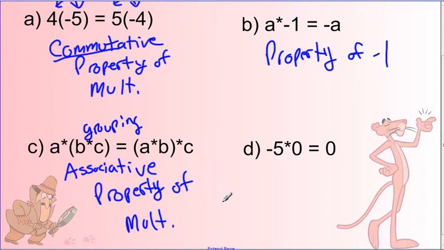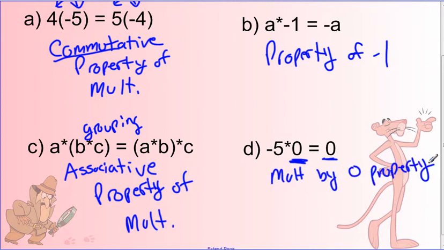And this last problem, letter D, here we have something times by 0. Well, this is the multiply by 0 property. And you've learned that one since you first learned how to multiply. If you take anything times by 0, you get 0 for an answer. That's what that property says.